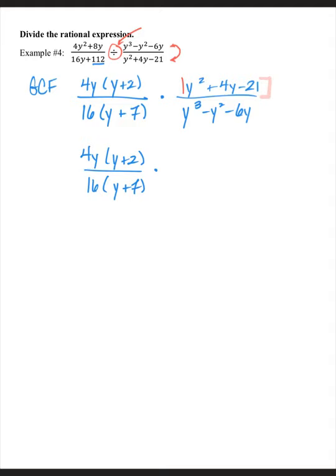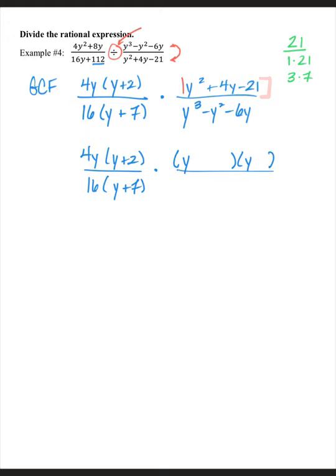So two values that are going to multiply to give me a 1y squared is going to be a 1y and a 1y. When I'm looking at this 21 here, I'm looking for values that multiply to 21. 1 times 21 and 3 times 7. Now, let's think about what we did with the last problem. We used the factors in that first ratio to help us factor our second polynomials.